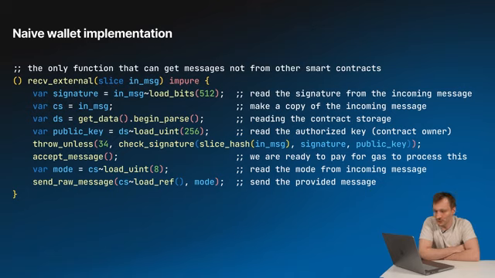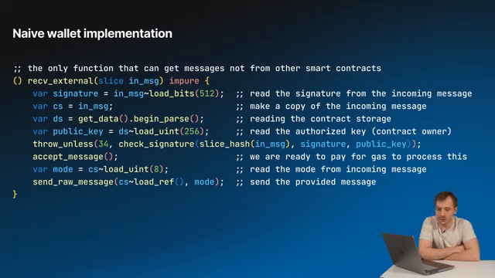Here we can see the contract. What we do, we read the signature from the incoming message, make a copy of the incoming message, reading the content storage. A wallet in TON is just a smart contract. Let's write a naive wallet. It only forwards the messages signed with our private key, and the basic implementation will look like this.